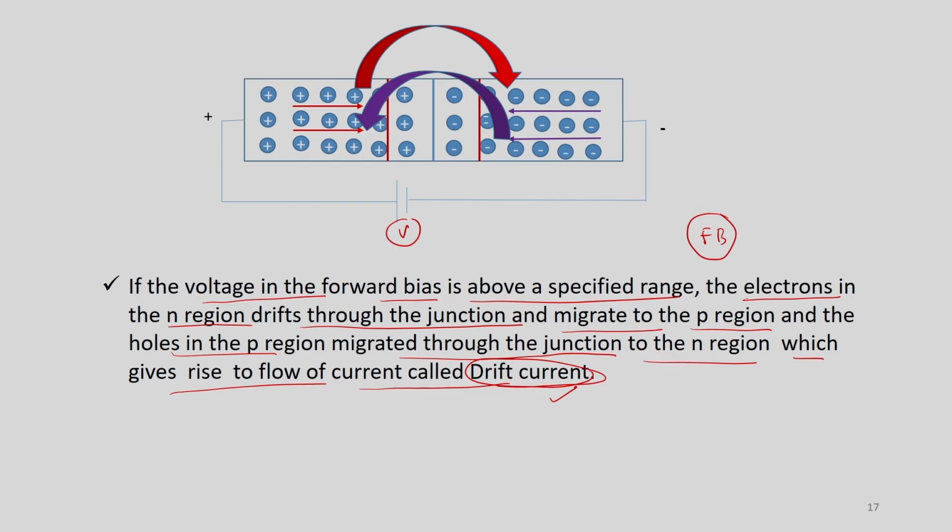Here we have the positively charged holes and the negatively charged electrons. The positive terminal of the battery is connected to the positive side, and the negative terminal of the battery is connected to the negative side. What happens here? The depletion region narrows down. Then electrons will move from the n side and holes will move to the p side. So this is n type and this is p type. When this happens, the current flowing through this circuit is known as the drift current.